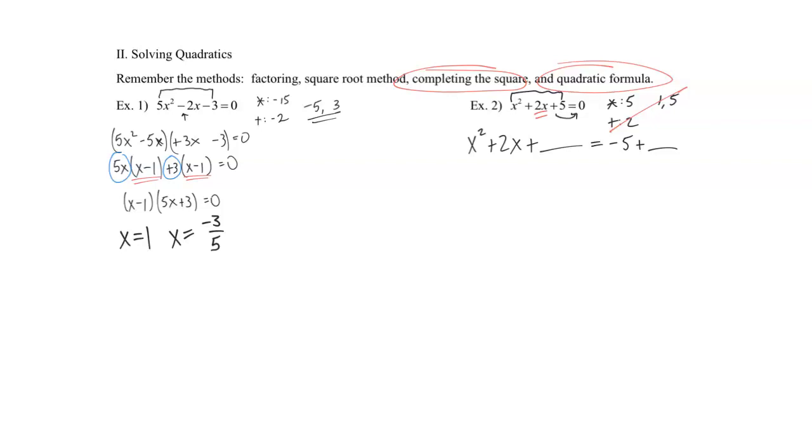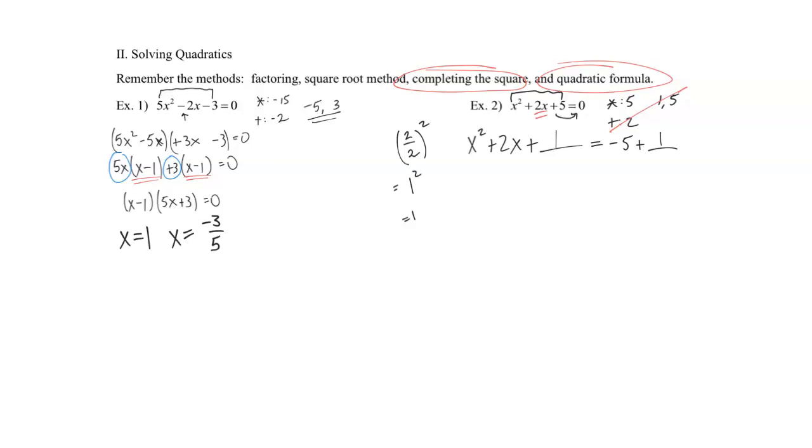Well, here's what happens. I take half of my number that's in front of x. And so half of the number that's in front of x would be 2 divided by 2, and then I take that number and I square it. And so that's going to end up being 2 over 2, which is 1, squared, which is 1. And so that number is going to get added to both sides of the equation.